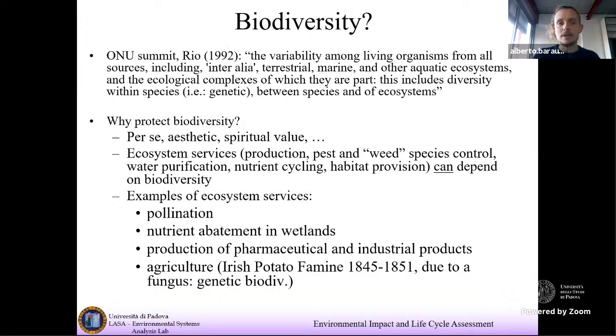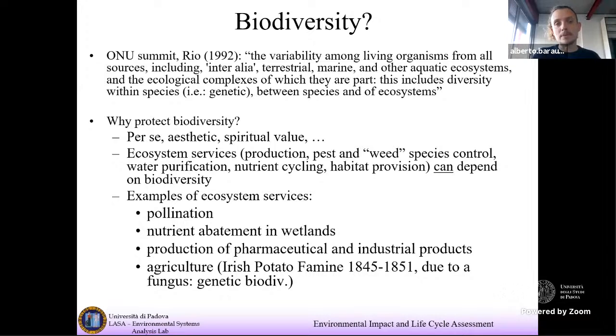Think about the pharmaceutical industry and all the information they find about different molecules in wild plants. I wanted to make an example about genetic diversity. You know that in the US, there are a lot of Irish-descended people. There were a lot of Irish immigrants to the United States of America in the 19th century. This was due also to the potato famine that took place in the middle of the 19th century.